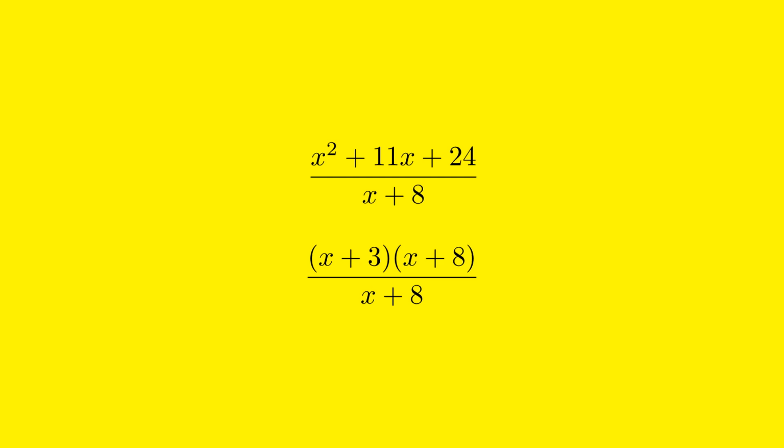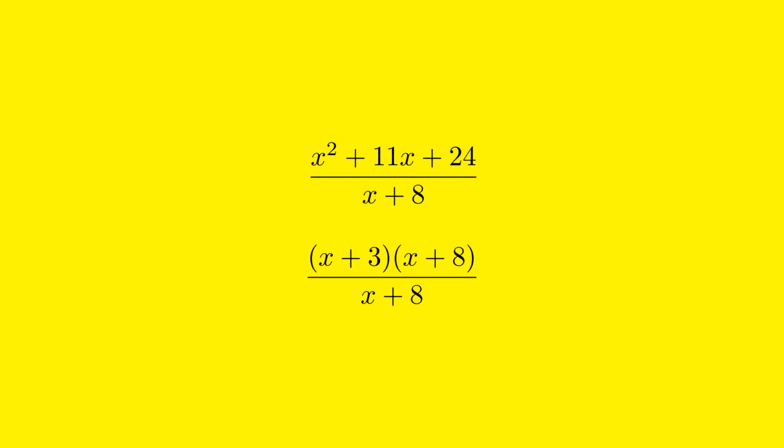Let's consider pairs of factors of 24. They are 1 and 24, 2 and 12, 3 and 8, and 4 and 6. Now, we need to find out which one of these pairs adds up to 11. The pair that works is 3 and 8, because 3 plus 8 equals 11, and 3 times 8 equals 24.